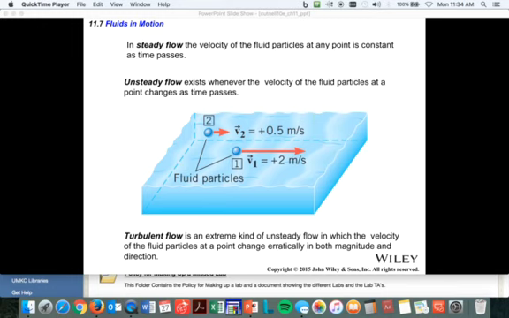Now I'm going to read the slide to you. I know that you're not four, but anyway. Steady flow: the velocity of the fluid particles at any point is constant as time passes. Unsteady flow exists whenever the velocity of the fluid particles at a point changes as time passes. So in other words, as we get closer to the shore, the water flows slower. You come out to the middle, it flows faster.